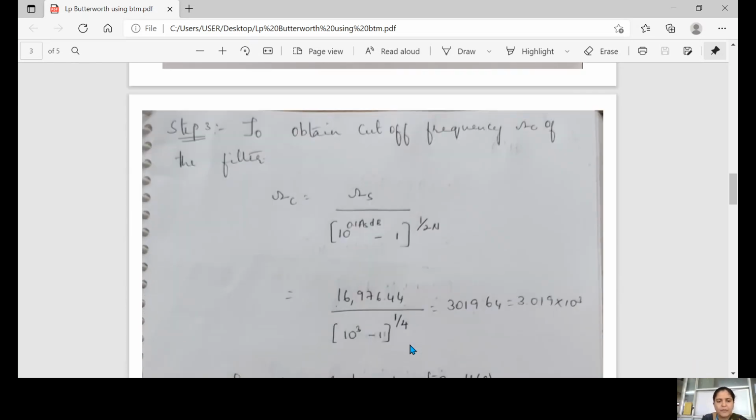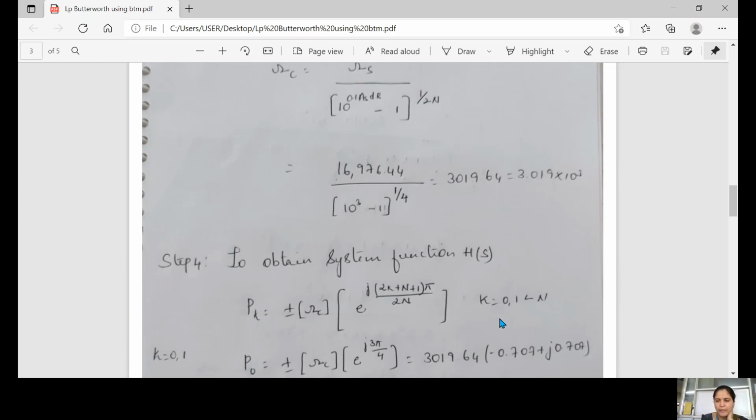So next, step 3, to obtain the cutoff frequency Ωc of the filter. We know the formula: Ωc is equal to Ωs divided by (10 to the power of 0.1 AS, which is in decibels, minus 1) whole to the power of 1 divided by 2N. N we have got as 2. AS we know, the stop band attenuation. So solve it keeping it in radians. You'll be getting 3.019 into 10 raised to 3. That is nothing but your Ωc, again in radians per second.